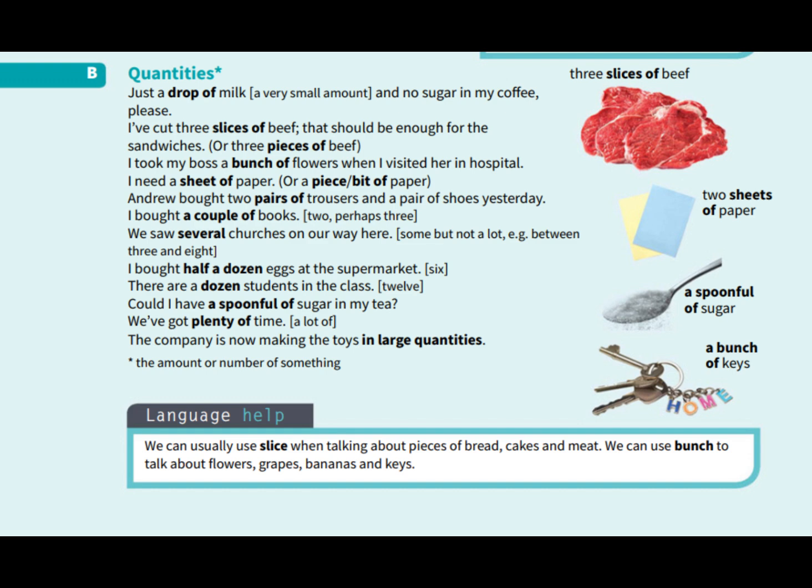Language help, slices and bunches. We usually use slice when talking about pieces of bread, cake, or meat. Examples include a slice of bread, a slice of cake, and 3 slices of beef. We use bunch for groups of flowers, grapes, bananas, and keys. Examples include a bunch of flowers and a bunch of keys.